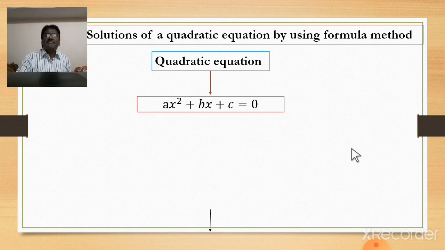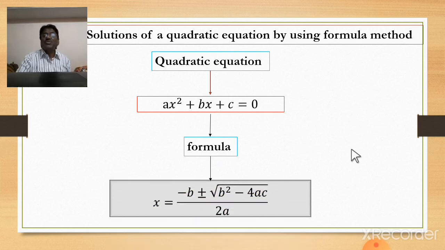The formula which is used to solve the quadratic equation is x equal to minus b plus minus root of b square minus 4ac upon twice a. Here the plus minus sign indicates the two roots of the quadratic equation. First is x equal to minus b plus root of b square minus 4ac upon twice a, and second is x equal to minus b minus root of b square minus 4ac upon twice a.